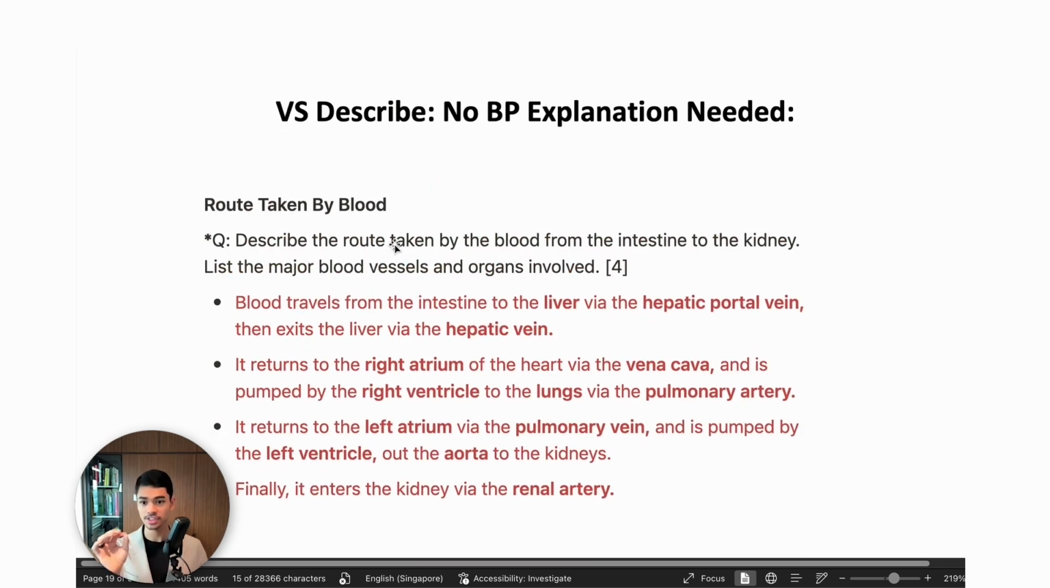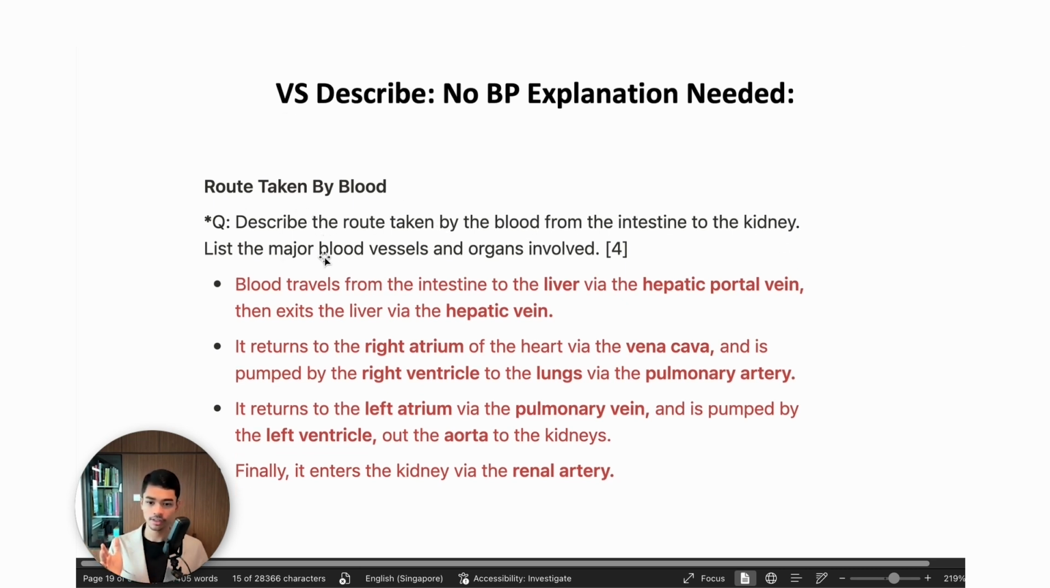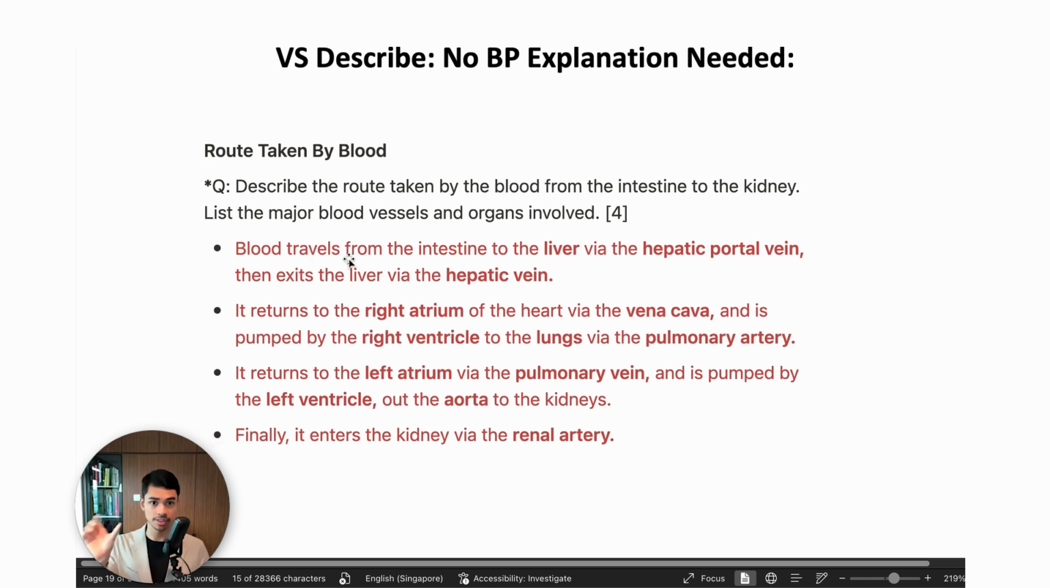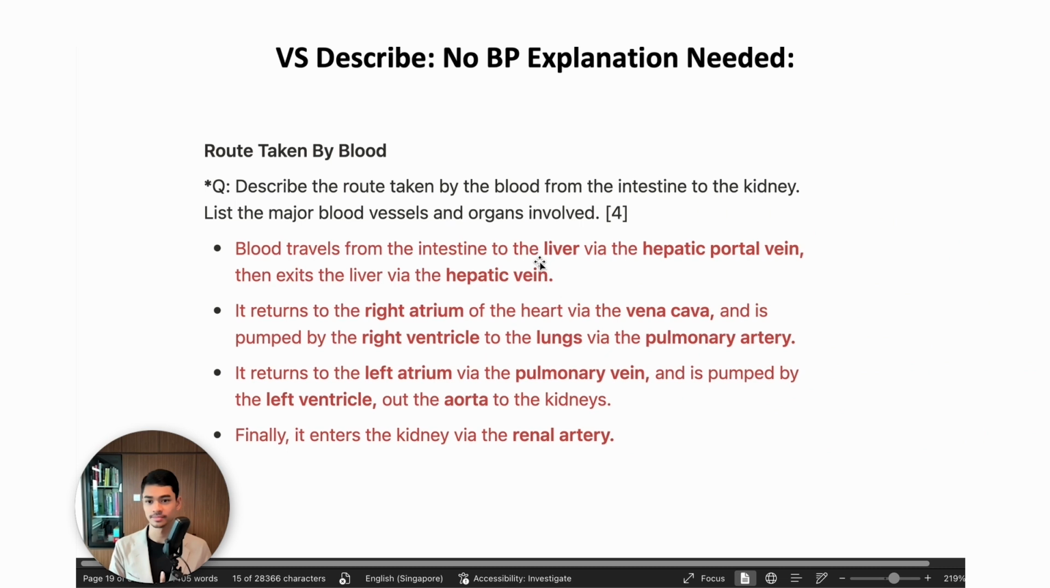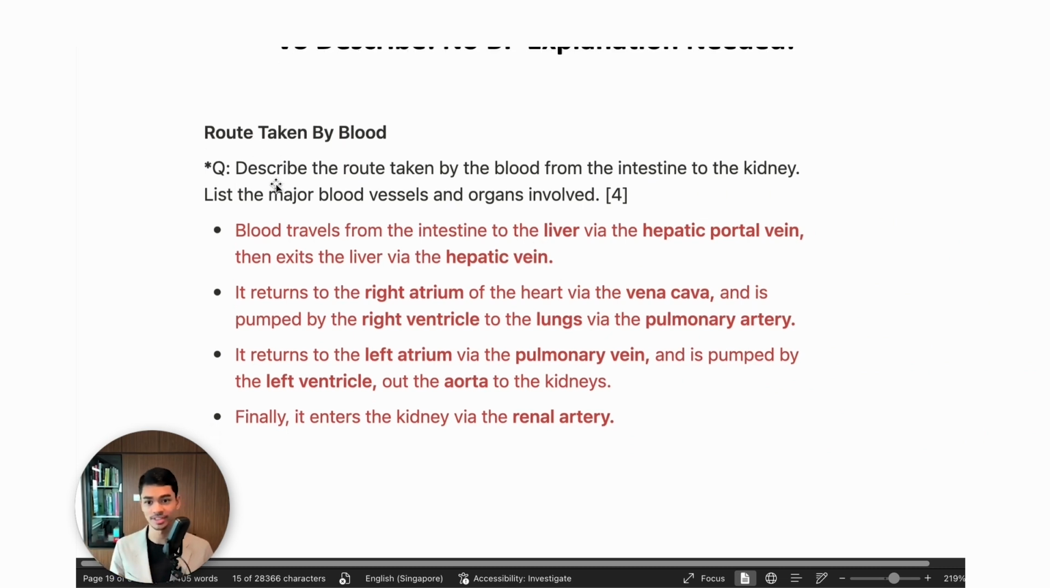But if it's just a pure describe question with no explain in this topic, you do not need to talk about blood pressure. So here's an example. Describe the route taken by blood from intestine to kidney. Then you notice here throughout this entire thing, I have no blood pressure. I didn't mention it, I just say blood moves from here to here. Okay, A to B, B to C, C to D. Blood just moves. I don't need to say why or how the blood moved. So describe questions are more superficial. You don't need to explain as deep because it's not an explain question.